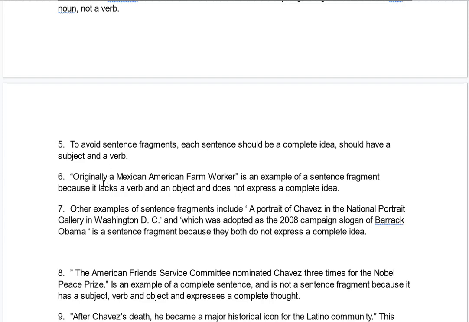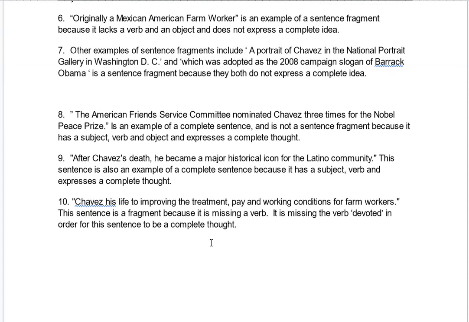That's true. Originally, a Mexican-American farm worker is an example of a sentence fragment because it lacks a verb and an object and does not express a complete idea. Other examples of sentence fragments include a portrait of Chavez in the National Portrait Gallery in Washington, D.C., or which was adopted as 2008 campaign slogan of Barack Obama, is also a sentence fragment because both of these sentences do not express a complete idea.